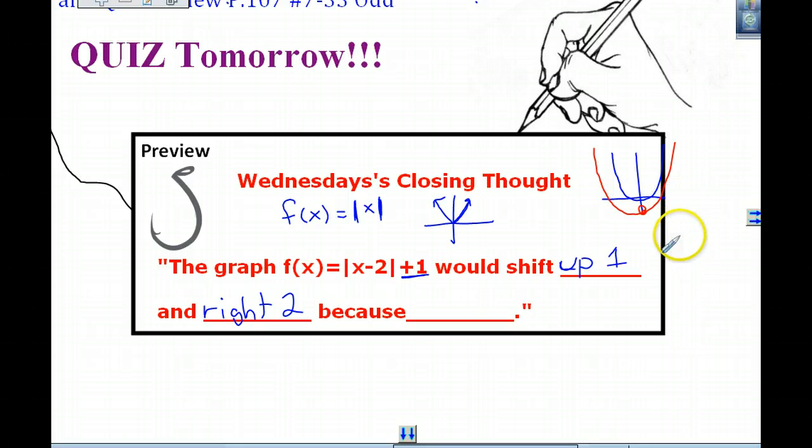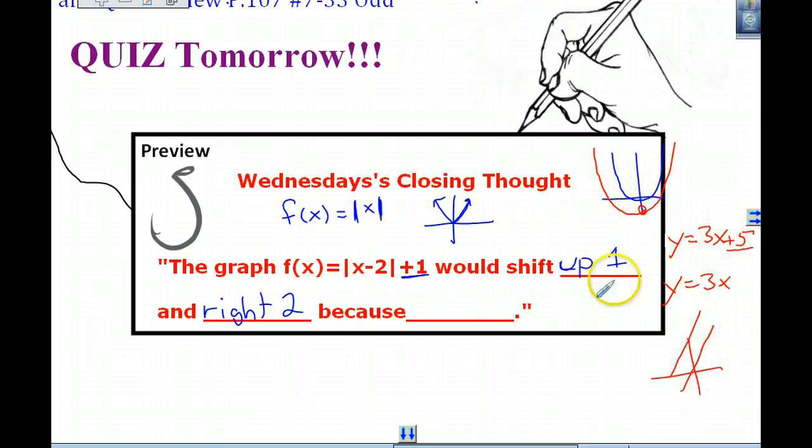If you had y equals 3x plus 5, there's y equals 3x. Y equals 3x plus 5. If you add just a plus 5, like we're adding here the plus 1, it just moves this graph up 5. So it's the same thing, regardless of what type of graph we're dealing with. This on the outside, this shifts it up and down.